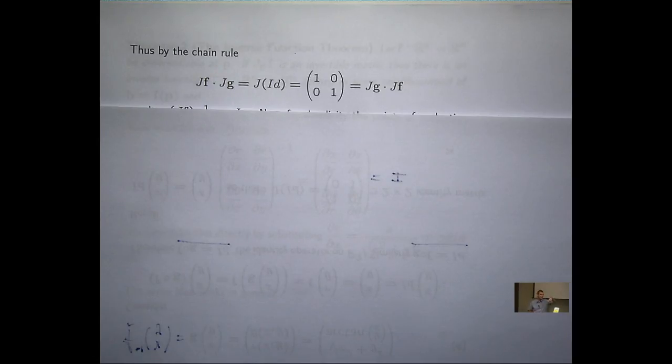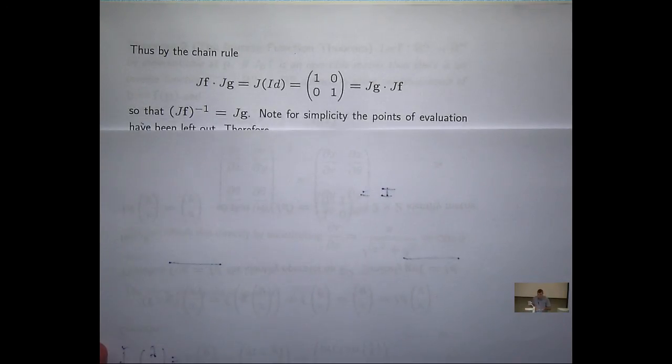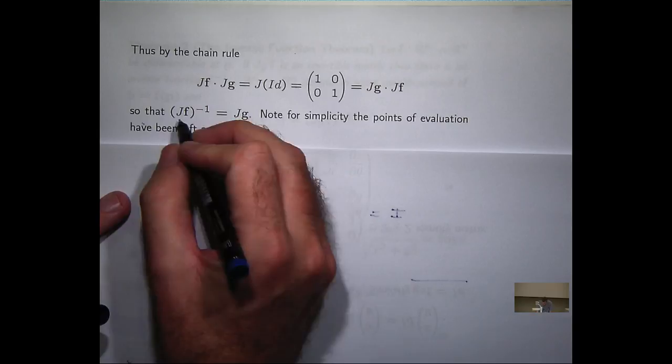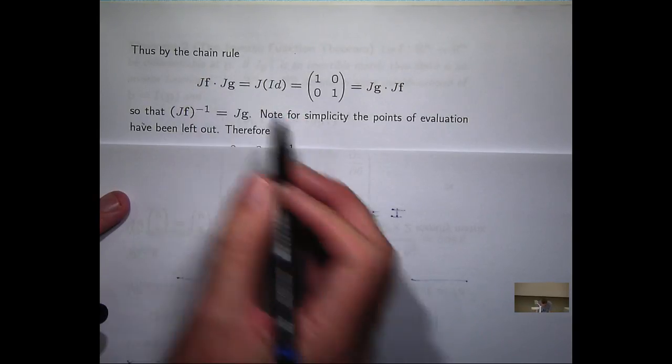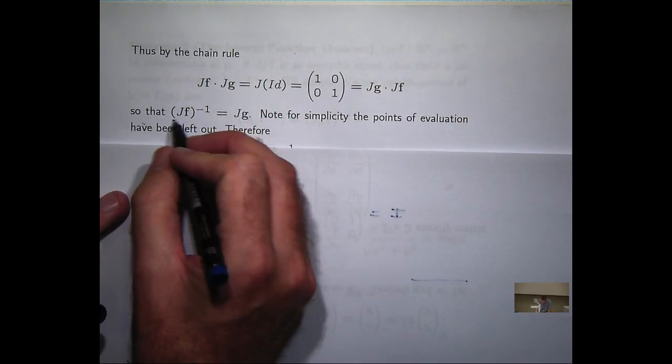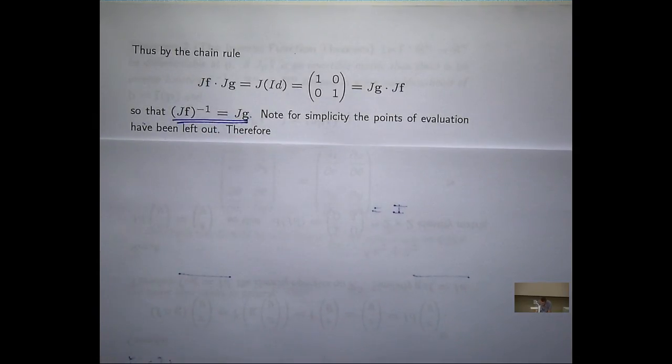So what does this mean? If I have two matrices and I multiply them together and they give me the identity matrix, what does that mean? Well, it means that they've got to be inverse matrices. That's how we define an inverse matrix. So it means that this is the inverse of this, and vice versa. So what?